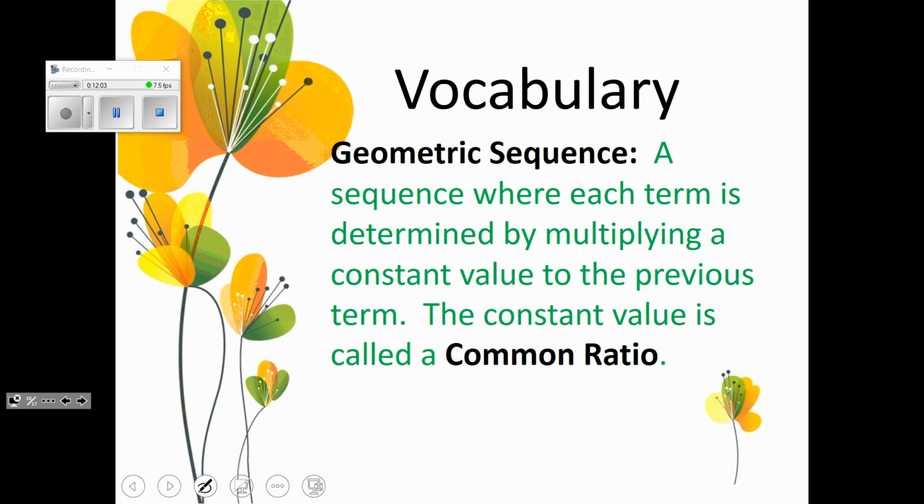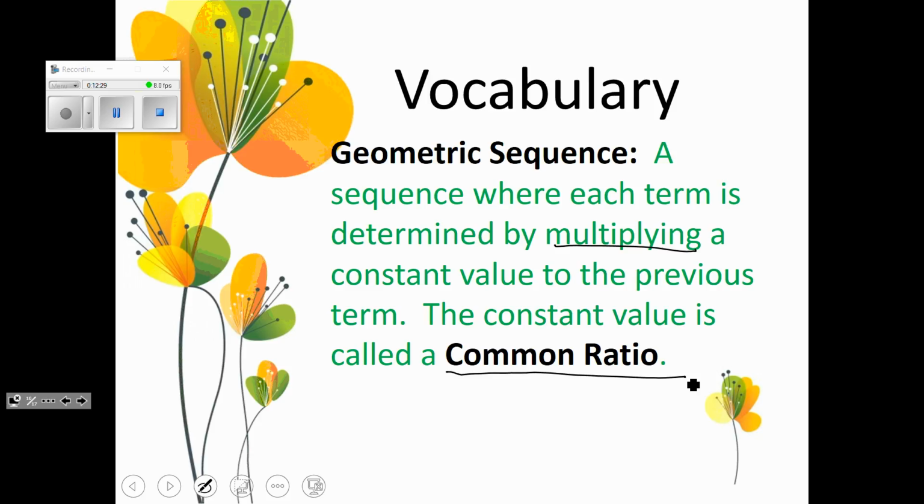All right, let's go on. Everybody feel good with arithmetic sequences? Those are sequences, patterns where you add to get the next term by finding the common difference. Geometric sequences are going to be the same thing, except instead of adding, we are now going to be multiplying to get to the next term.